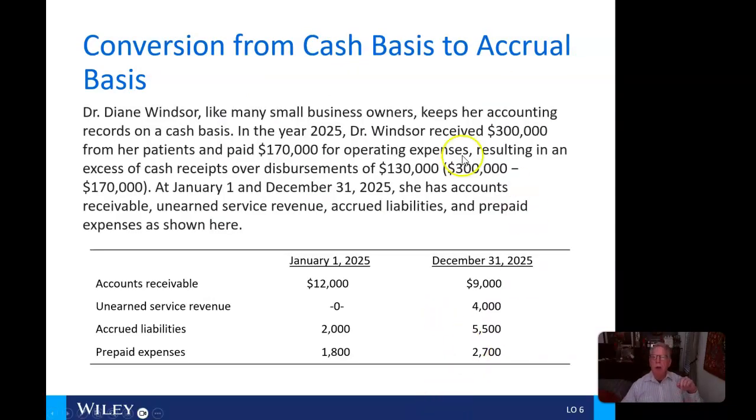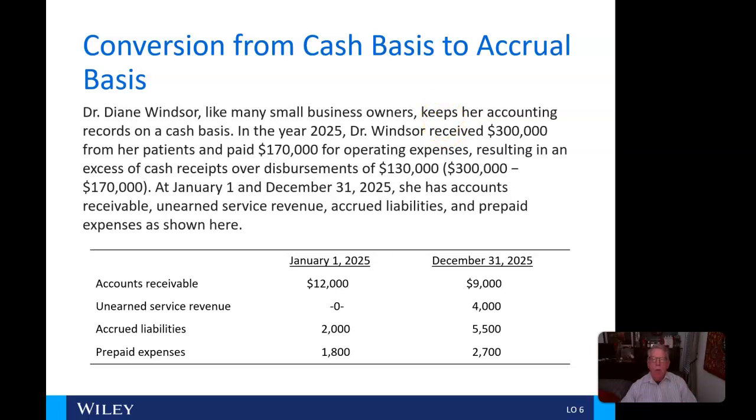Okay, so sometimes little companies record everything with cash. Dr. Diane Windsor, like many small business owners, keeps her accounting records on a cash basis. In the year 2025, she receives $300,000 from her patients and pays $170,000 for operating expenses. And so that results in the excess of cash receipts over disbursements of $130,000.